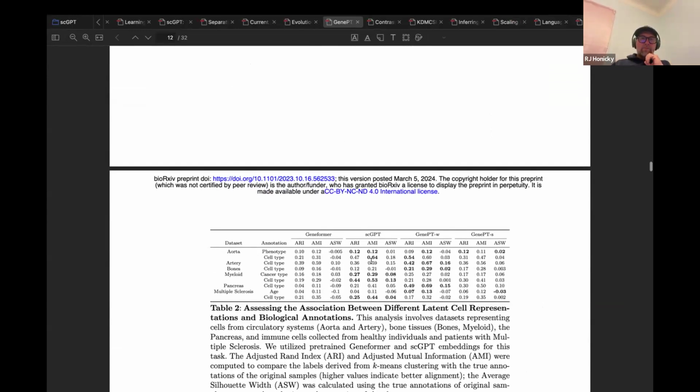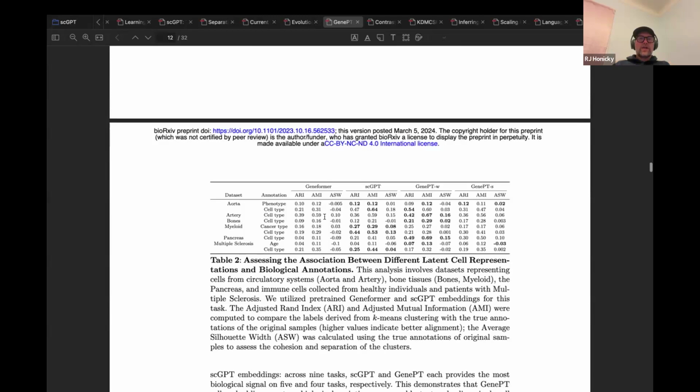And then, actually, this is what I'm reproducing. This line here is what I'm reproducing right now. And they have this SCGPT model, and then the two weighted and sentence versions of the thing. And you can see mostly either SCGPT or this weighted model wins. Occasionally, for aorta, which everything does kind of poorly on for phenotype, this sentence wins for some reason, but not by a ton.